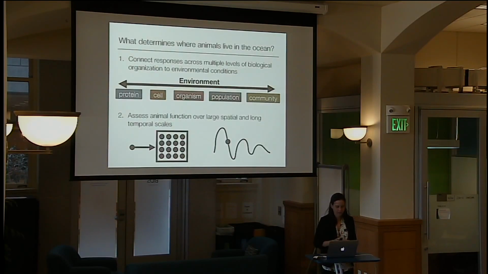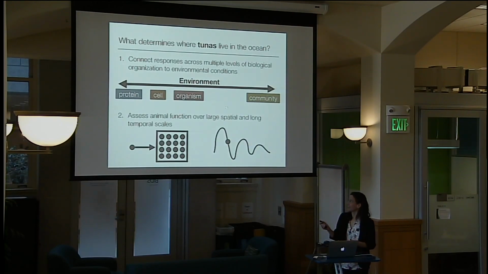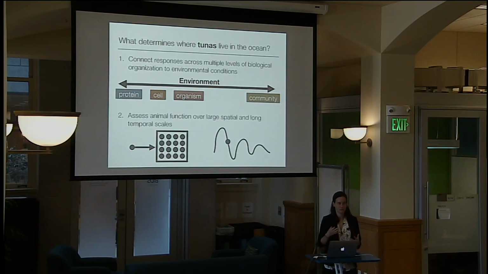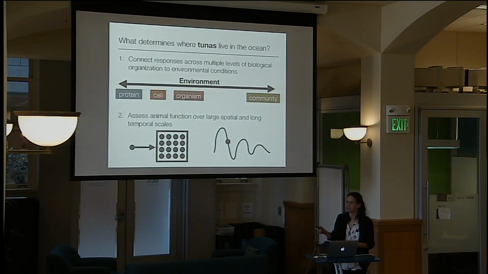And so going back to my initial approach about connecting responses across levels of biological organization and over spatial and temporal scales. Looking at tuna, I didn't look at population level responses, but I definitely connected across protein, cell, organism, and up to the community level, looking at how different tuna living in the same environment are going to be affected. And also here, looking over ocean basin scales globally, and then in terms of time, looking at the present, and then into the future.